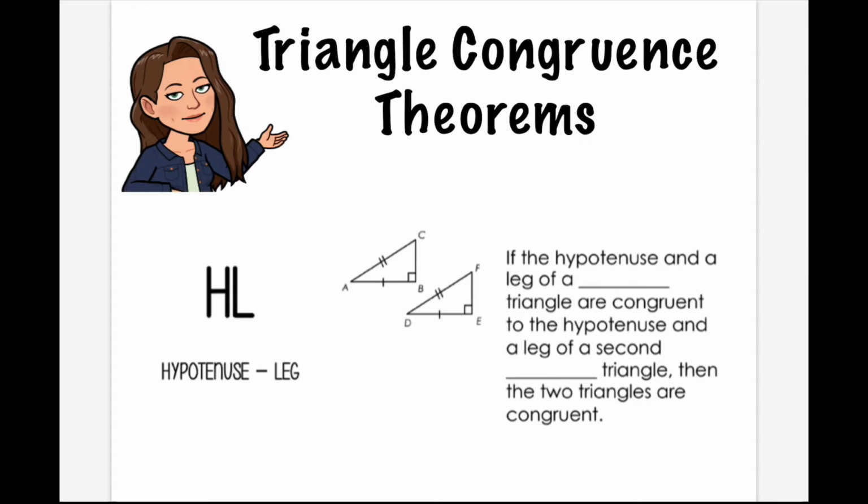The final congruence theorem is hypotenuse leg. So this is a theorem used for a particular type of triangle. So if the hypotenuse and a leg of a right triangle are congruent to the hypotenuse and a leg of a second right triangle, then the two triangles are congruent. So let's break this down a little bit and talk about what is a hypotenuse and what is a leg.